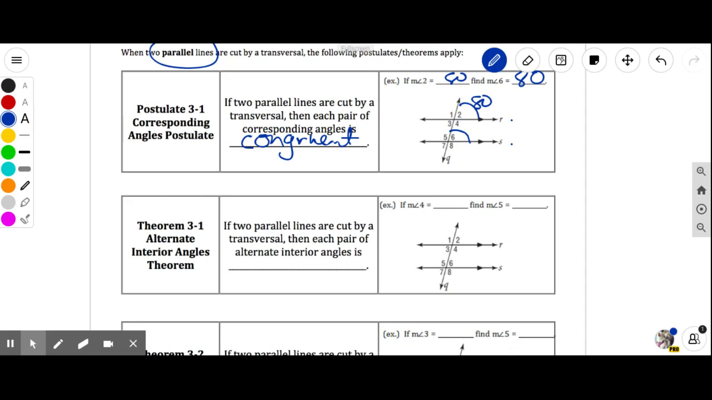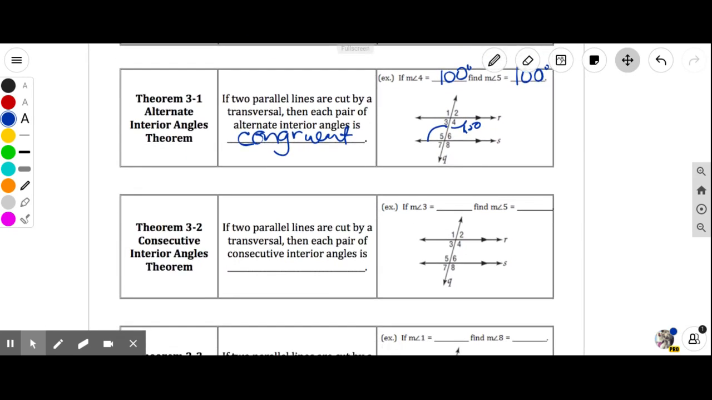Next is the alternate interior angles theorem. This one's called a theorem. It's, again, two parallel lines cut by a transversal. Alternate interior angles are also congruent, so those are equal also. If I said angle 4 was 100 degrees, then angle 5, which is alternate interior to angle 4, would also be 100 degrees, because based on the alternate interior angles theorem, they're congruent and the lines are parallel.